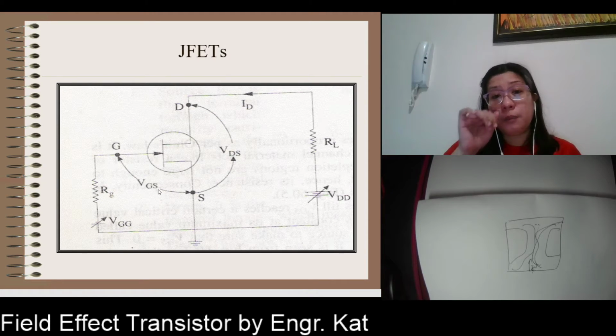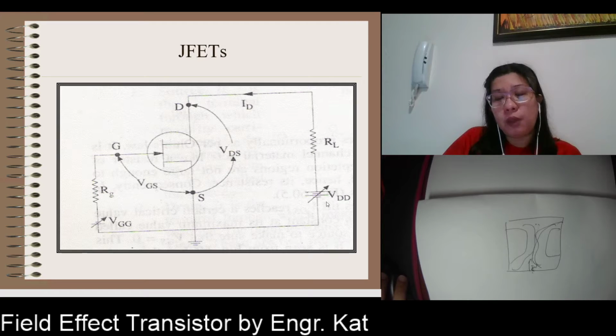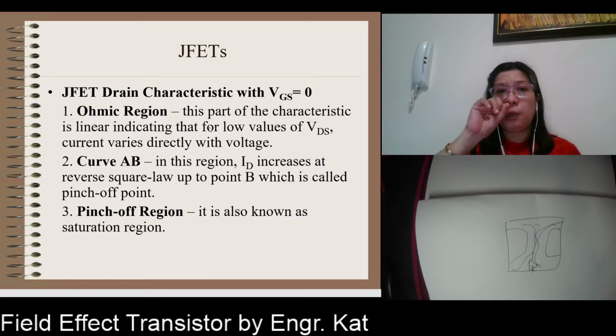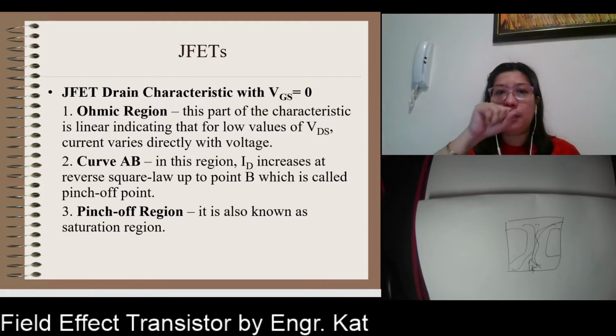So how do we reverse bias your VGS? Your VGG must be connected with the negative to the P-type. How do we connect your VDD here? The negative terminal must be connected to the source so that we can supply more and more electrons here. Okay, so for JFET drain characteristics, when VGS is equal to 0, it is divided into 3 regions. We have the ohmic region, we have the curve AB, and we have the pinch-off region, which is also known as the saturation region. And then later on, we have the breakdown region.